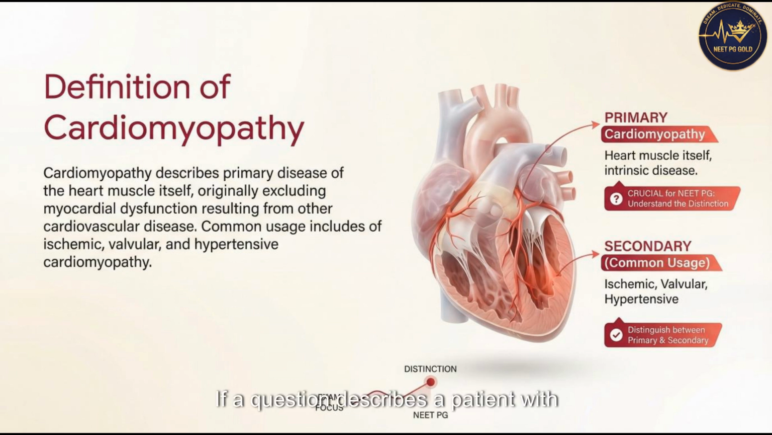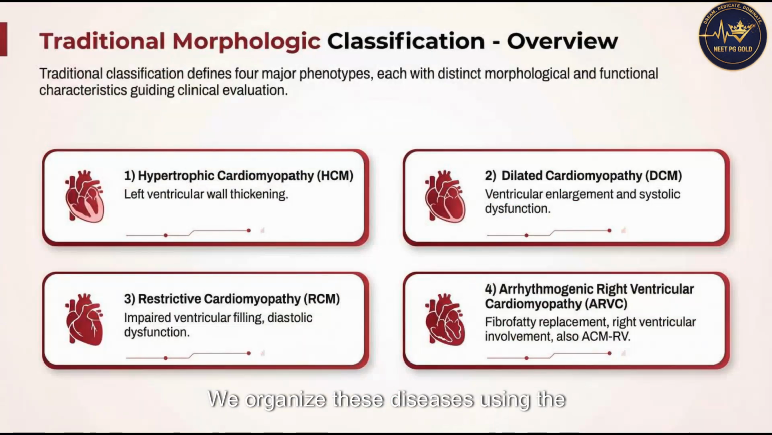If a question describes a patient with global hypokinesis and a history of multiple myocardial infarctions, that is secondary ischemic cardiomyopathy. But if they describe a young patient with heart failure and clean coronary arteries, your diagnostic instinct must immediately switch to primary cardiomyopathy. We organize these diseases using the traditional morphologic classification, which divides them into 4 major phenotypes based on what the heart looks like and how it functions.